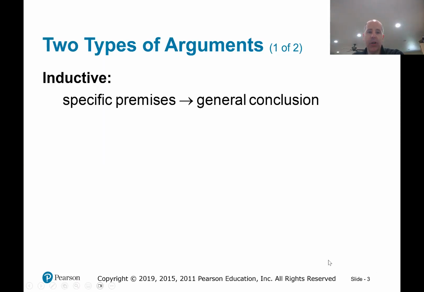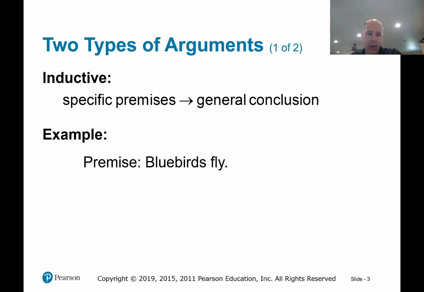Okay, so there are two types of arguments. One is going to be an inductive argument. An inductive argument starts with specific premises and then generalizes to a conclusion. Okay, so to a general conclusion. So you start with specifics and you go to general.